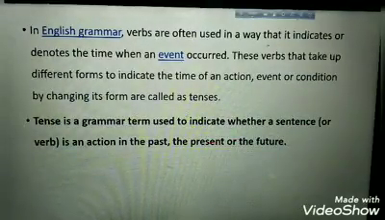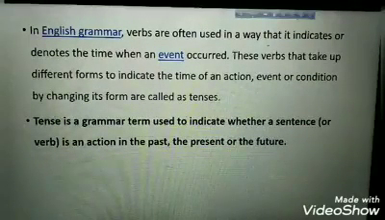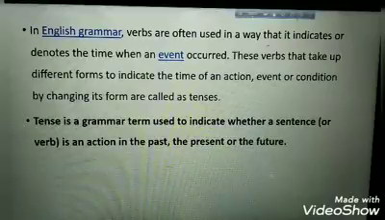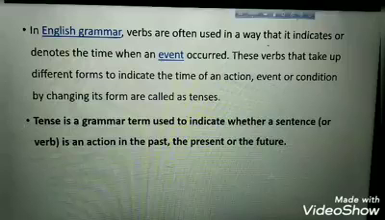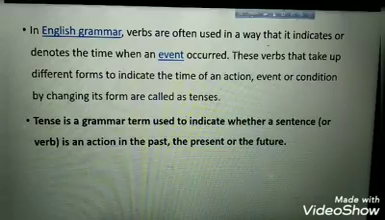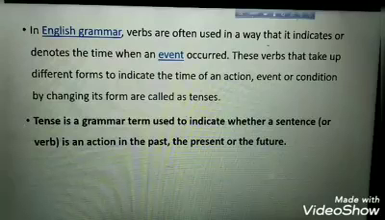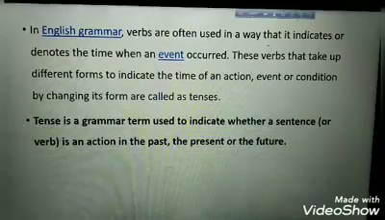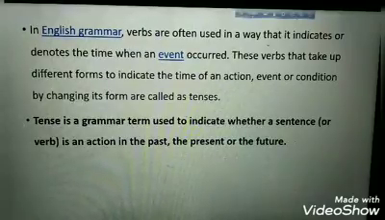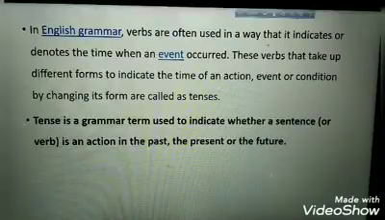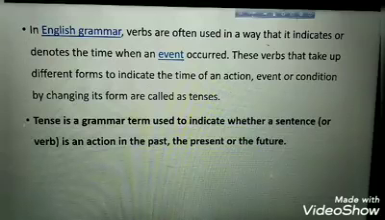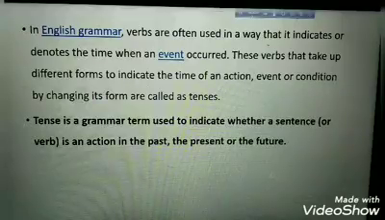In English grammar, verbs are often used in a way that indicates or denotes the time when an event occurred. These verbs that take up different forms to indicate the time of an action, event or condition by changing their form are called tenses. Okay, is it clear? So we can say tense is a grammar term used to indicate whether a sentence is an action in the past, the present, or the future.